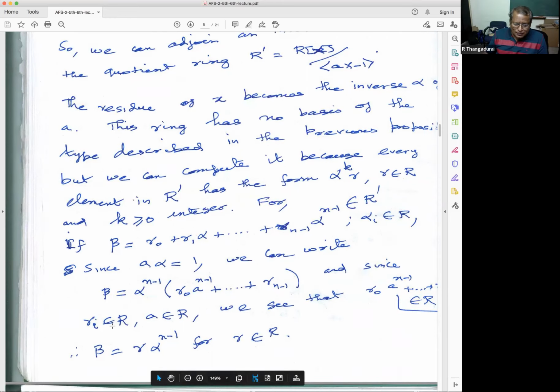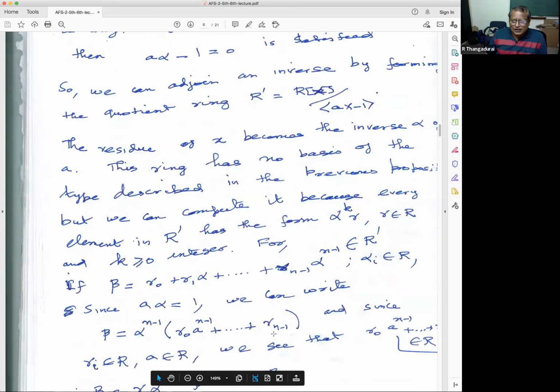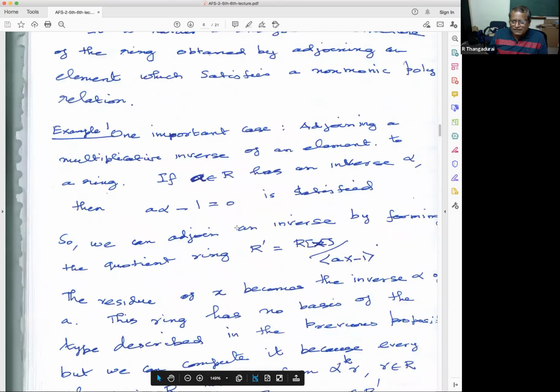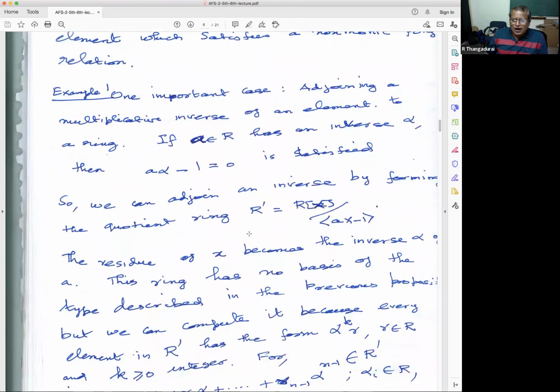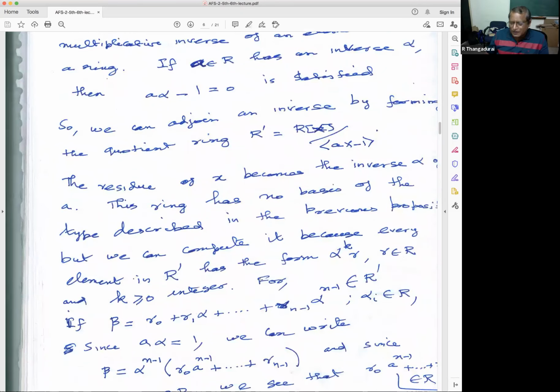So Ri belongs to capital R, and so A belongs to R. The whole thing will be inside R. Therefore, beta can be written as r times alpha power n minus 1 for some r in the ring, base ring. So this is a ring, and every element will look like alpha power k, whatever we are attaching, times some element of the ring. Okay.